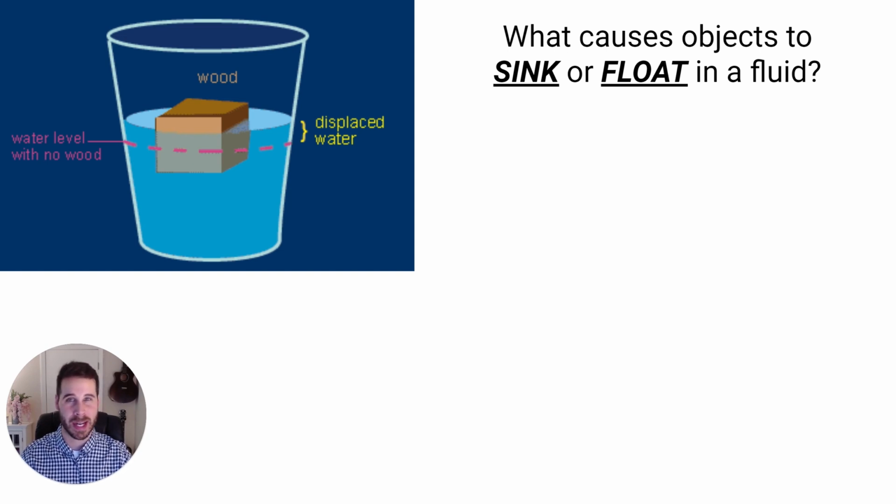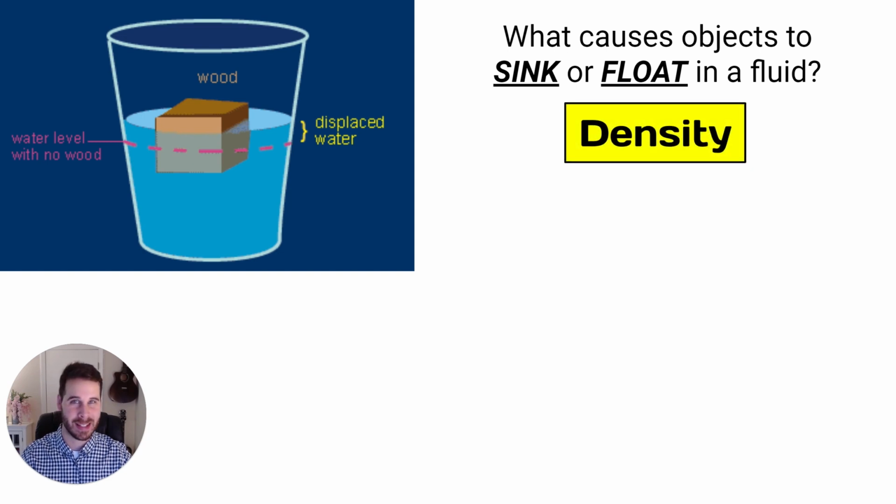So if I asked you what causes objects to sink or float in a fluid, most people who have at least a basic understanding of science would probably use the word density. They'd say things that are more dense than water will sink, things that are less dense than water will float. But we probably know it's a little bit more complicated than that, and so we are going to break down a little bit what density has to do with buoyancy.